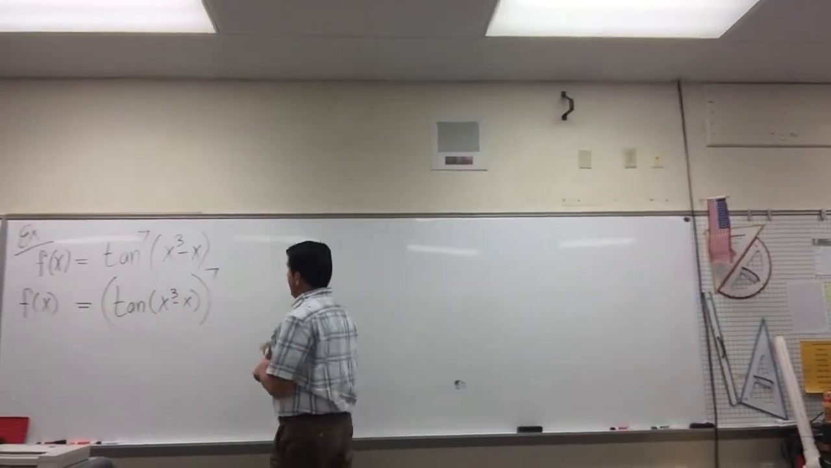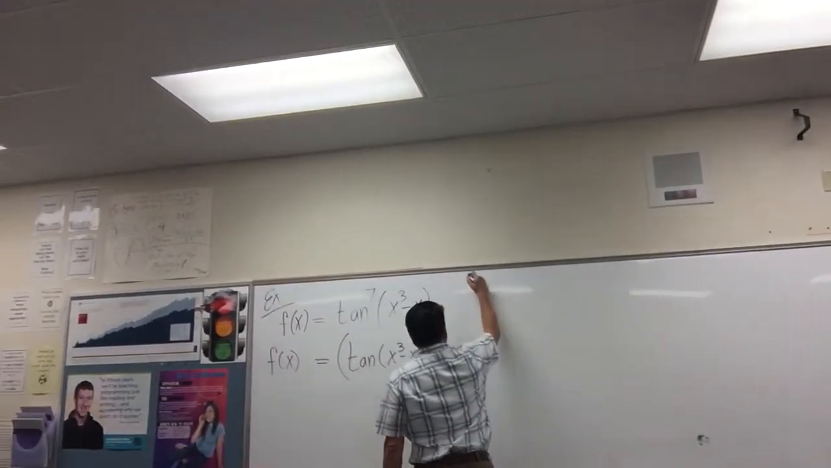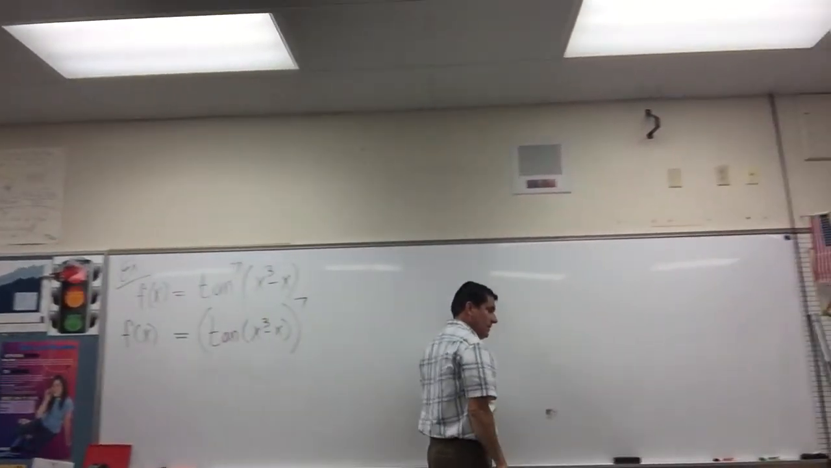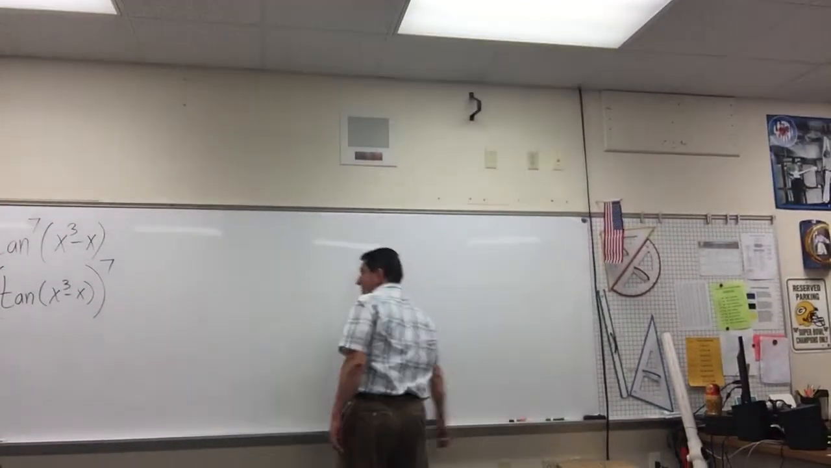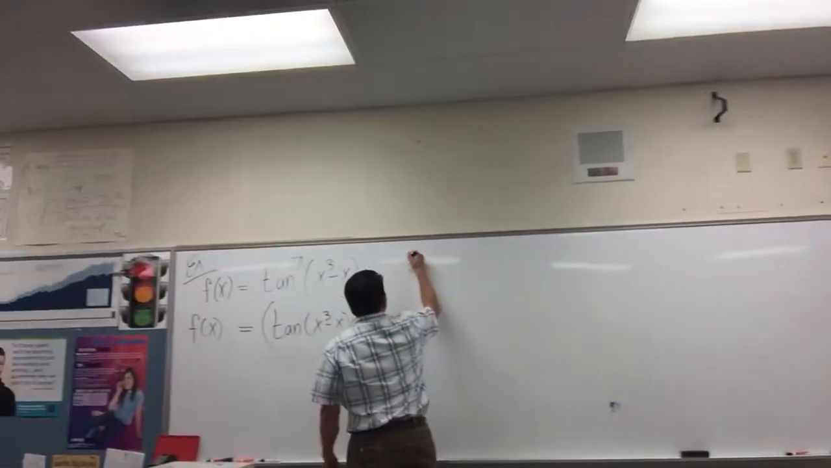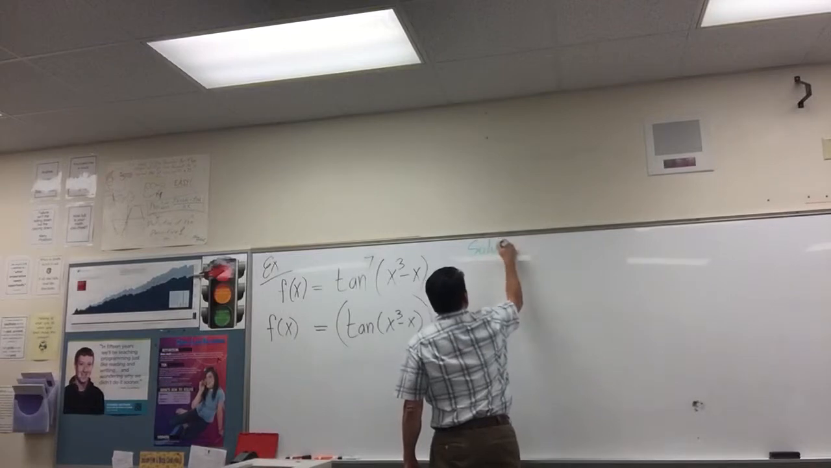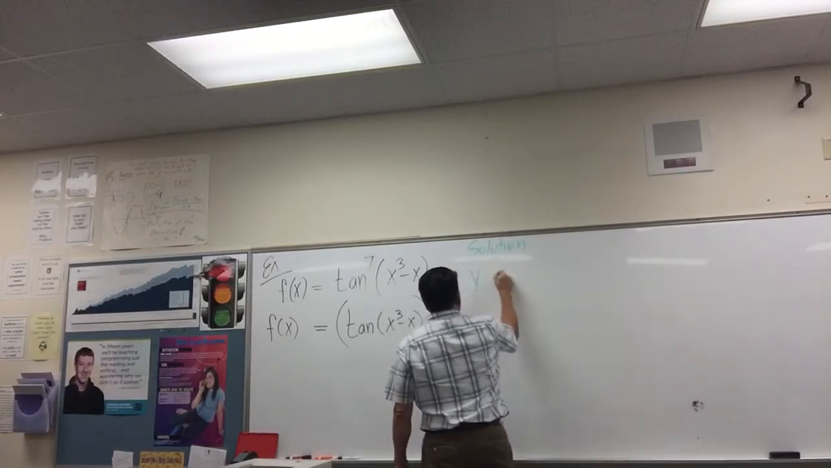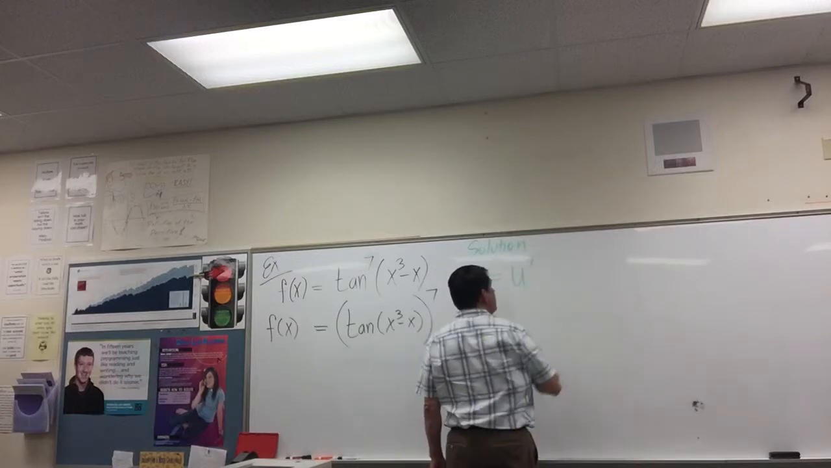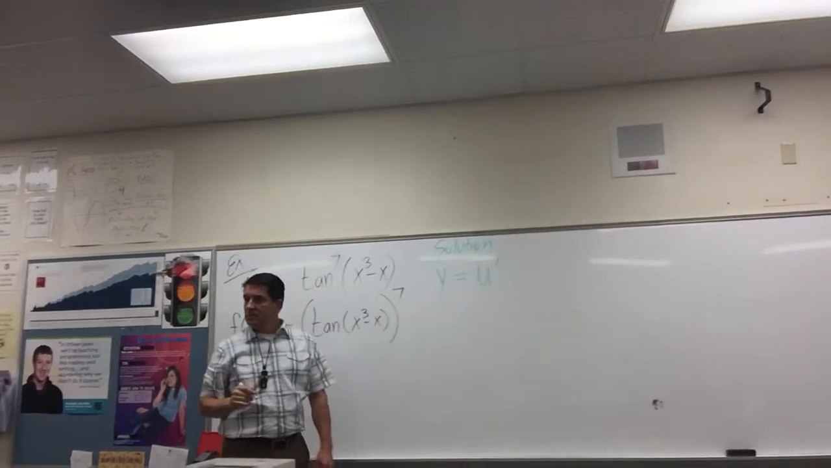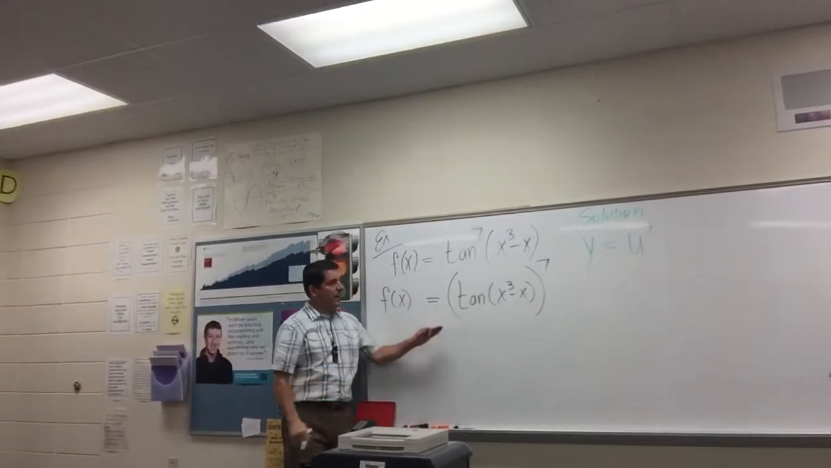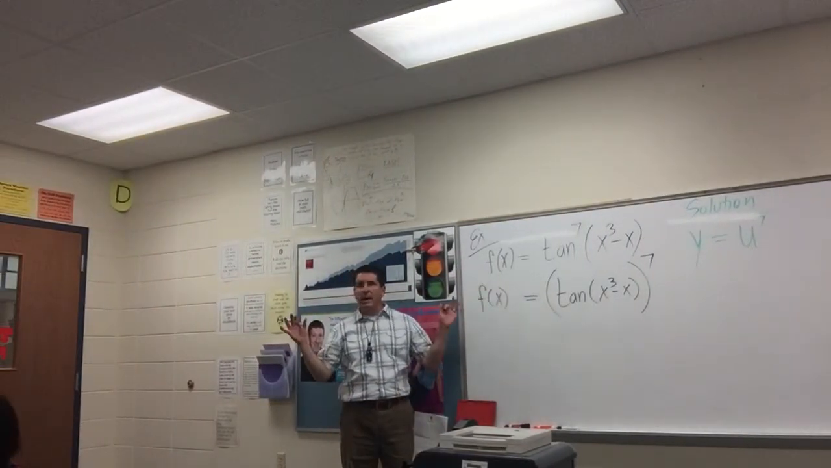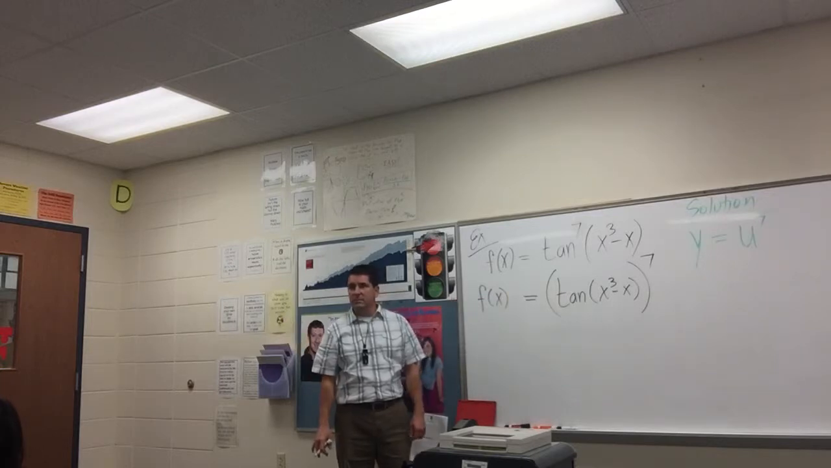So the solution, this is how I would do it. This is the technical way. y is equal to u to the 7th. Okay? I spy something to the 7th power as my outermost function. Okay?